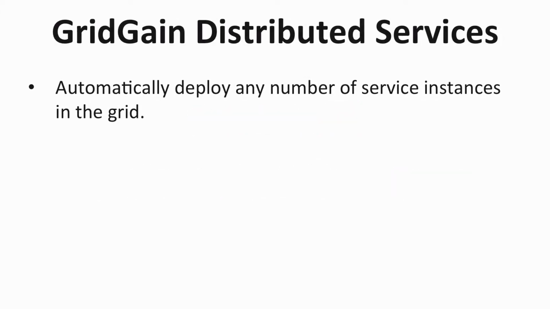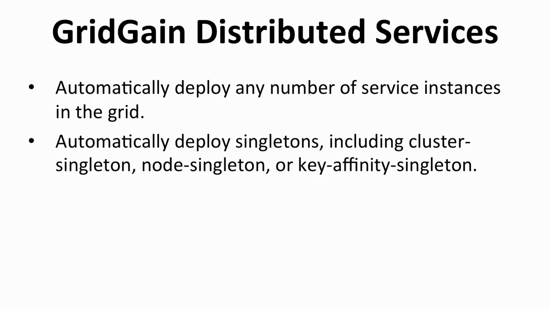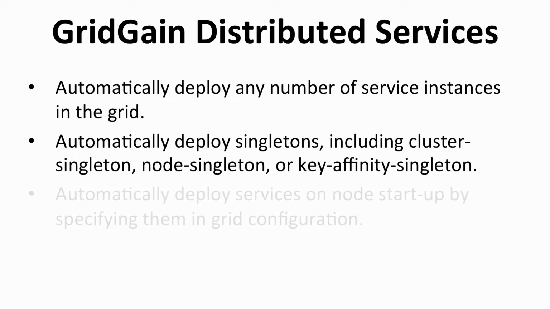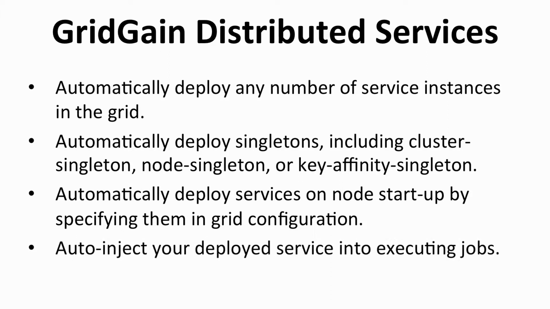With distributed services, you can do the following: automatically deploy any number of service instances in the grid, automatically deploy singletons, including cluster singleton, node singleton, or key affinity singleton, automatically deploy services on node startup by specifying them in grid configuration, and auto-inject your deployed service into executing jobs.